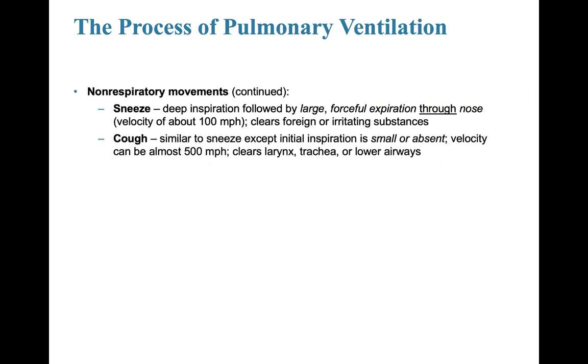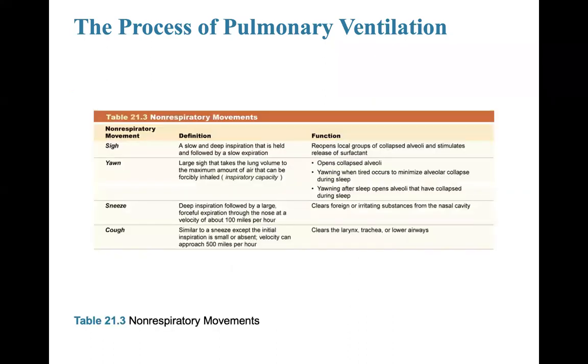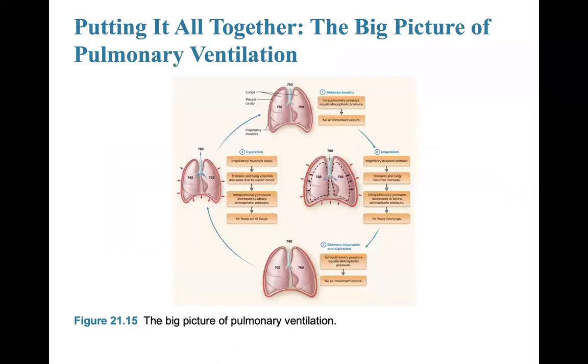A sneeze is a deep inspiration followed by a large, forceful expiration through the nose. It can have a speed of about 100 miles per hour, and the job of a sneeze is to clear foreign material or irritating substances. A cough is similar to a sneeze, except the initial inspiration is small or absent. The velocity from a cough can be almost 500 miles per hour, which clears the larynx, trachea, and local lower airways. And here's a table that summarizes the 4 main types of non-respiratory air movements.